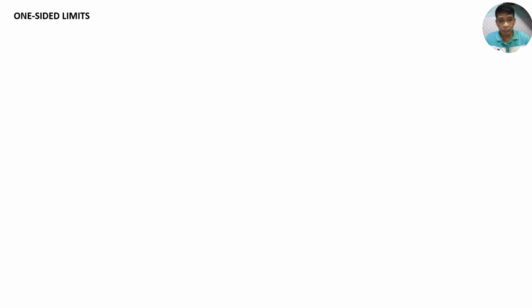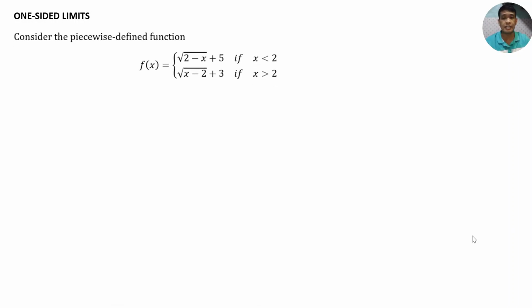Okay, sa videong ito, ang pag-uusapan natin ay one-sided limits. So, i-consider natin ang piecewise defined function na f of x is equal to square root of the quantity 2 minus x plus 5 for x is less than 2. And the second piece, square root of x minus 2 plus 3 if x is greater than 2.